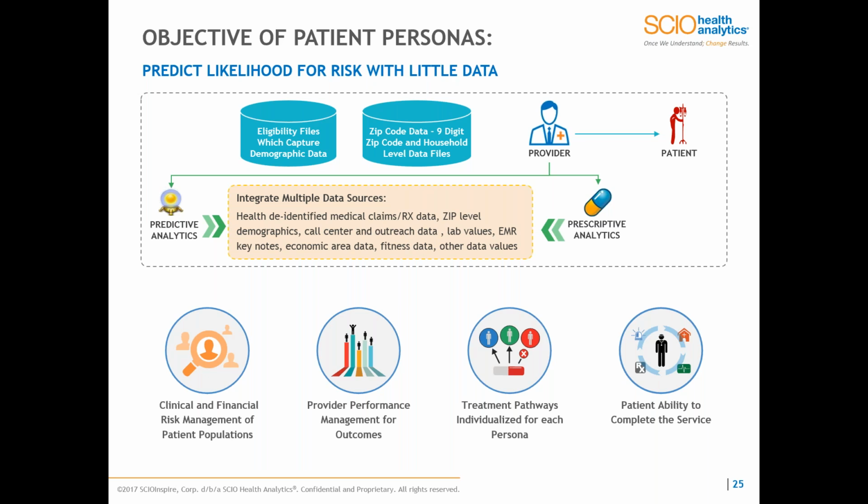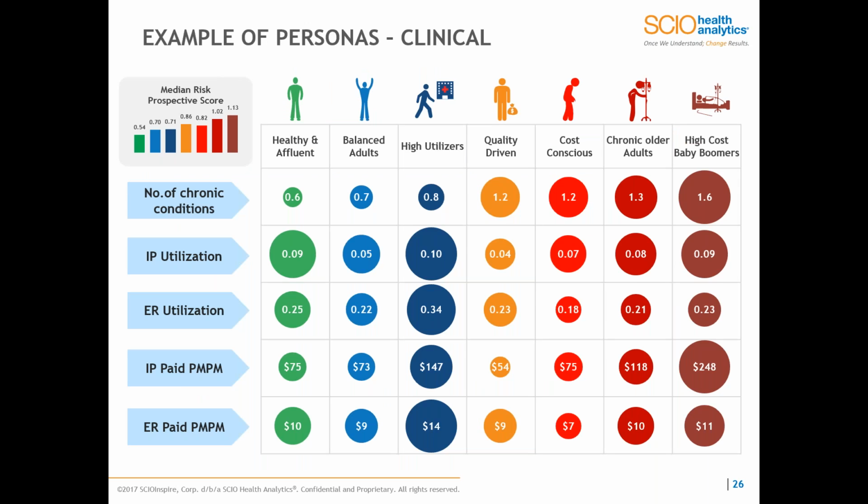There are multiple insights that you have and ways that a population needs to be broken down in order to be able to truly analyze it and understand what you need to do with your population, where you need to go. You got to know where you want to go, and then what can you do to get there. So we break our personas down using all of our different models that we have, from our risk scores and prospective risk scores, to be able to break it down and to understand, across these, the healthy and the affluent, the balanced adult, high utilizers, quality driven, cost conscious, and again using socioeconomic factors in order to be able to determine these.